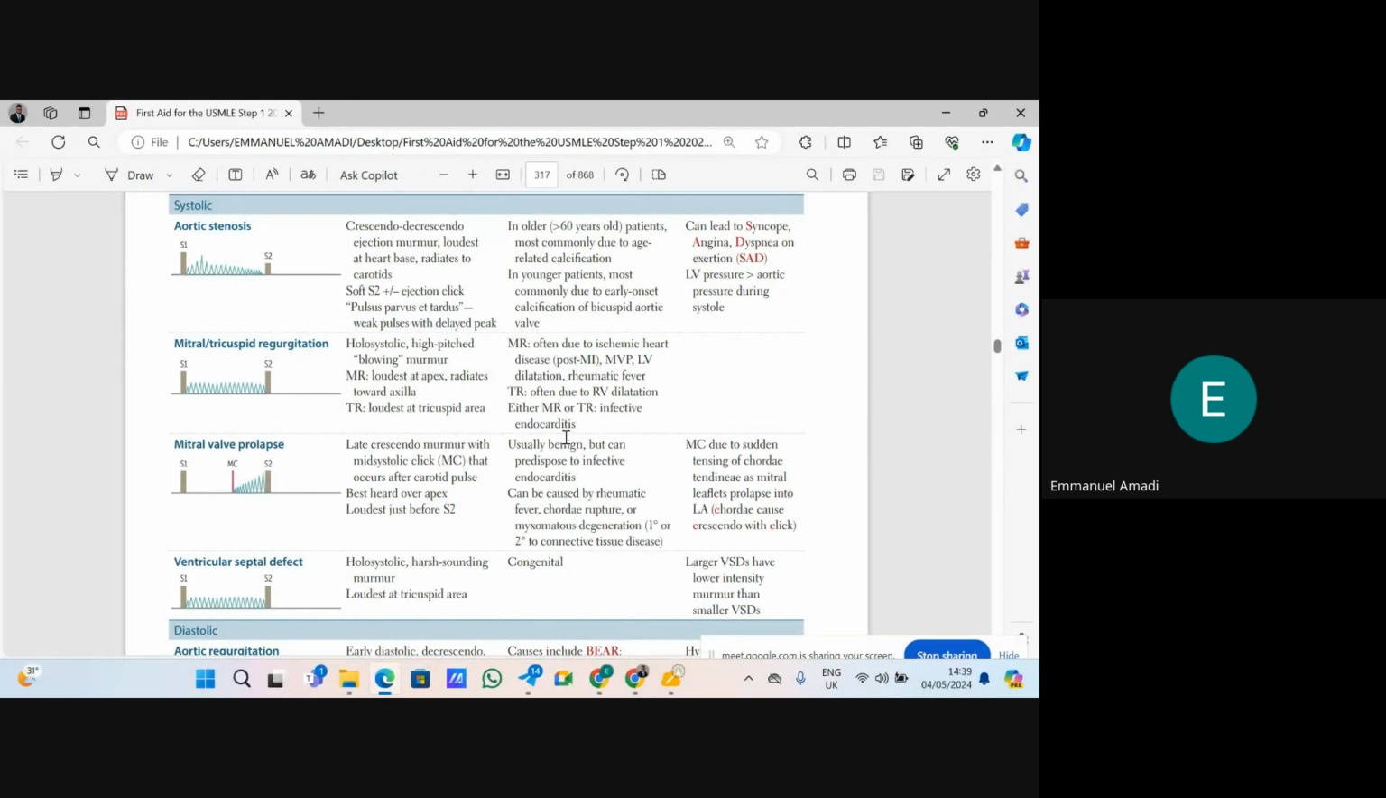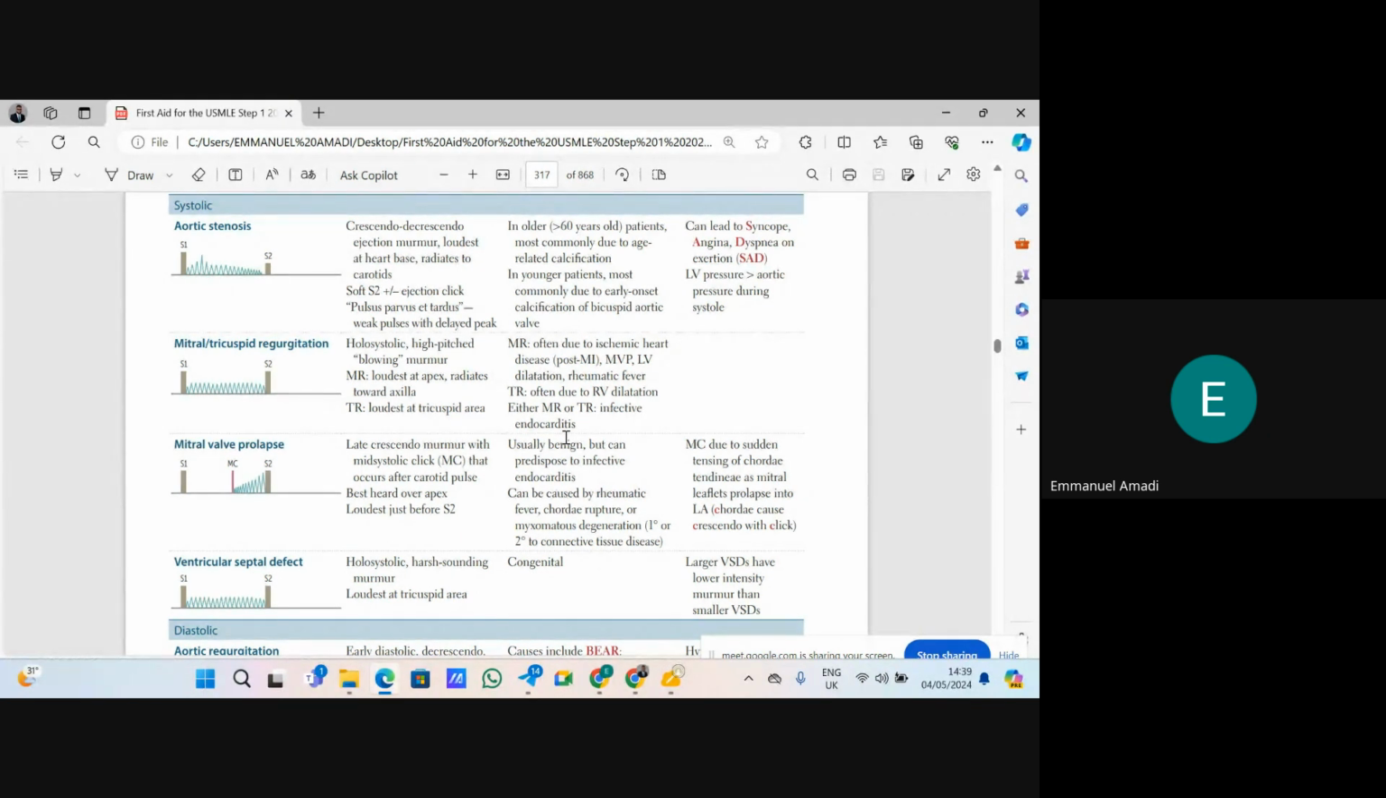You have to understand that VSD is a congenital problem. You will see VSD likely in children. Tricuspid regurgitation is not common in children. All these disease processes occur later in life. So if I'm hearing a holosystolic murmur at the left lower sternal border in an adult, I'm thinking of tricuspid regurg. But if I'm hearing that same murmur in a child, I'm thinking of a VSD.